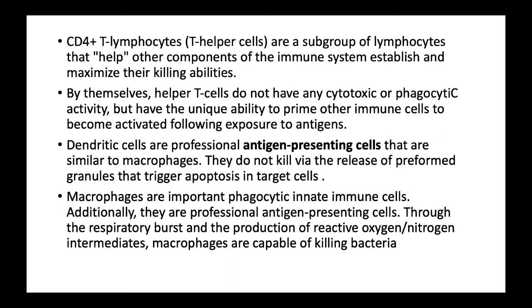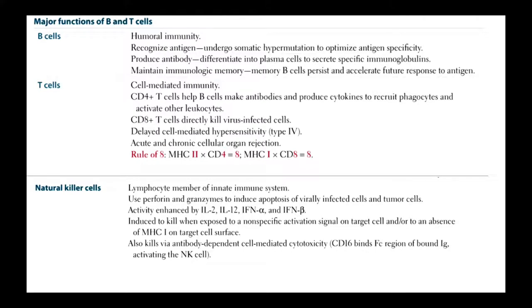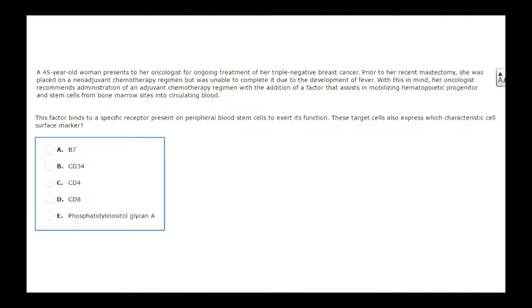And CD4 T lymphocytes, we know they are T helper cells. They can help other cells and also increase activation of other adaptive immune cells, and therefore can promote the elimination of microbes or viruses or other antigen containing cells. And also dendritic cells are antigen presenting cells like macrophages, and they are involved in activation of other cells. Okay, so these are just a general overview. What are B cells and T cells? Let's move on to another question.